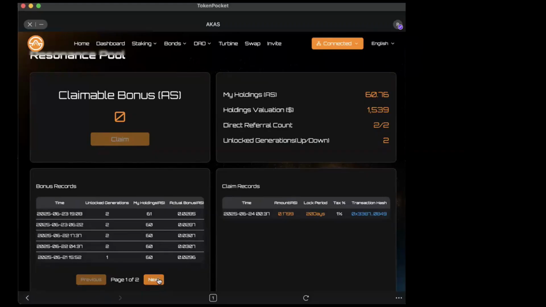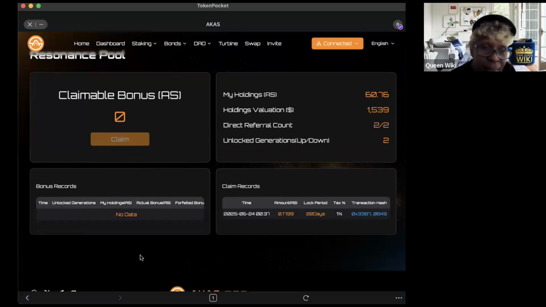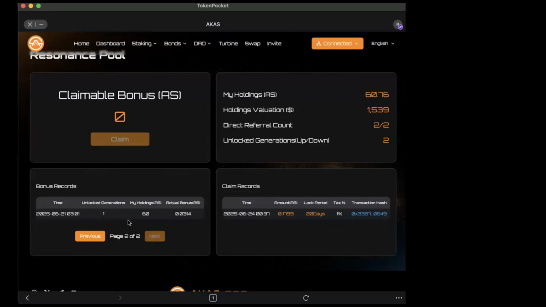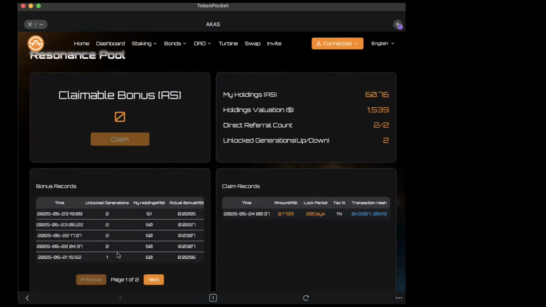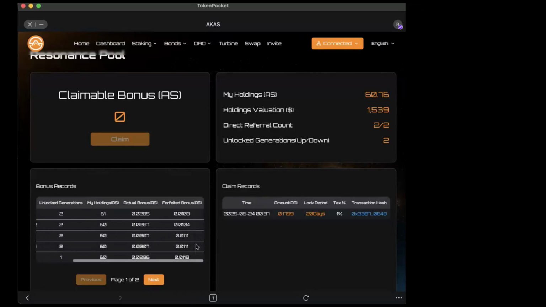You have an actual bonus. How come yours is different? Mine looks like that, forfeited. You have to scroll it to the side, because you have my holdings, actual bonus, and then forfeited bonus. After actual bonus, there's another column. There it is. Oh, you're forfeiting bonuses too.